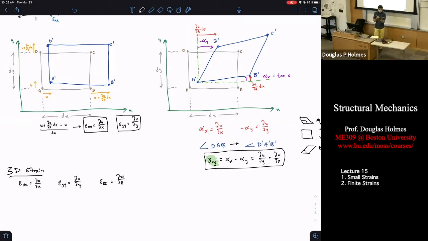Similarly, we know that gamma xy is du/dy plus dv/dx. If that's the case, then gamma, go with yz.